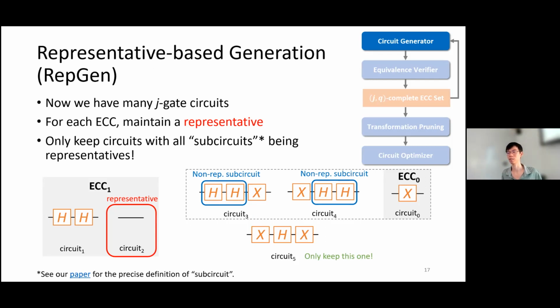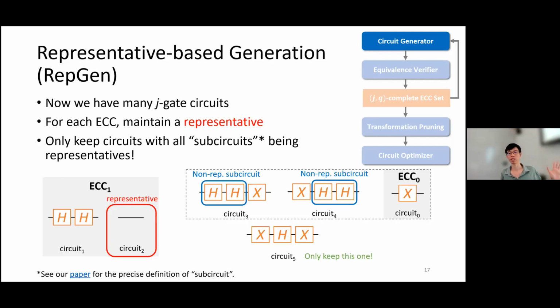So what does this mean? For example, in the middle, we can see that there are three gate circuits, which is HHX, XHH, and XHX. And notice that the 2 circuits above have a non-representative subcircuit, which is 2 H's. So what will happen if we have a non-representative subcircuit? Then we can actually replace it with a representative, so just an empty circuit. And we find that this is actually equivalent to the X, so the circuit with only an X gate.